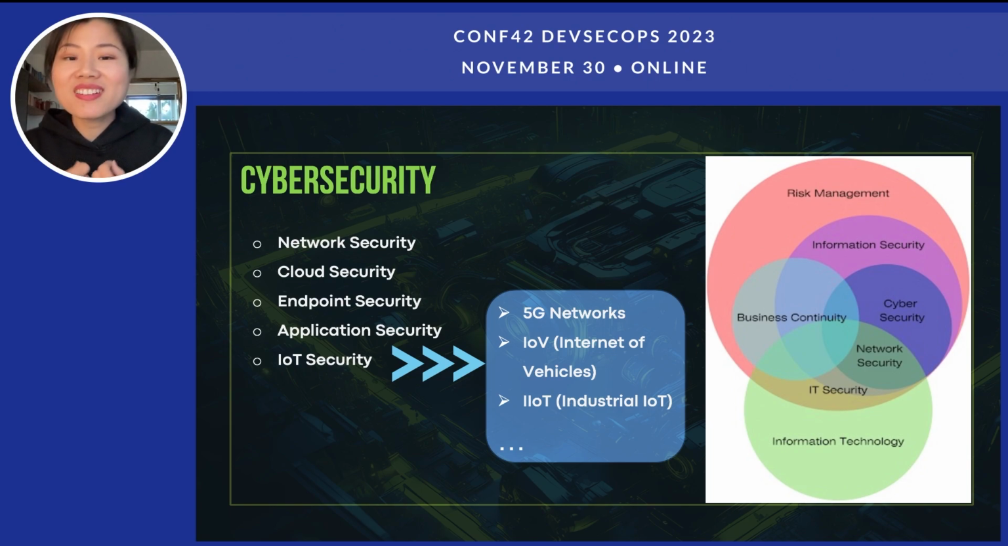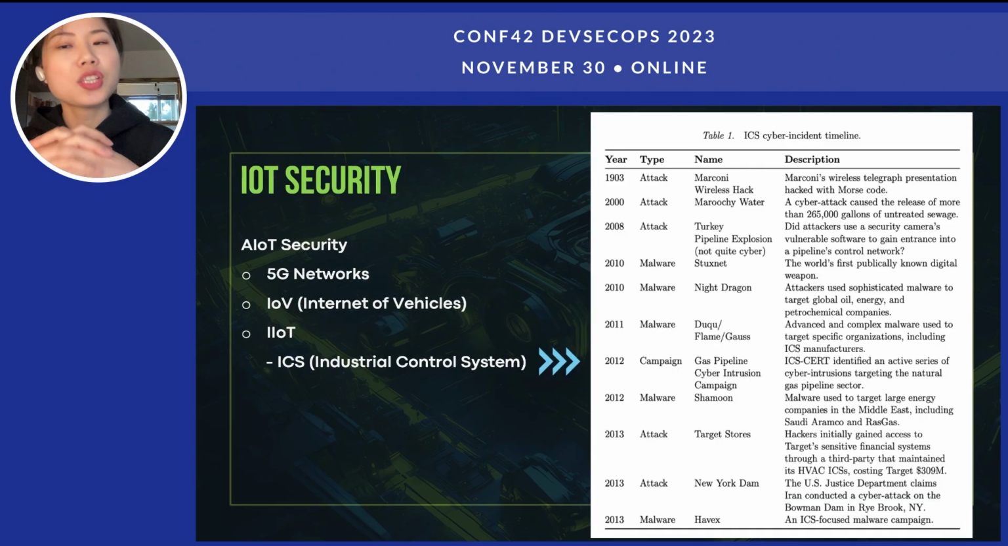It will affect our lives. It will affect the safety of the city, the entire country, or the entire world. So IoT security is related to, for example, 5G networks, IoV, the Internet of Vehicles, and industrial IoT. The right side is the ICS cyber incident timeline. These are real cases that happened over the past 100 years, sorry.